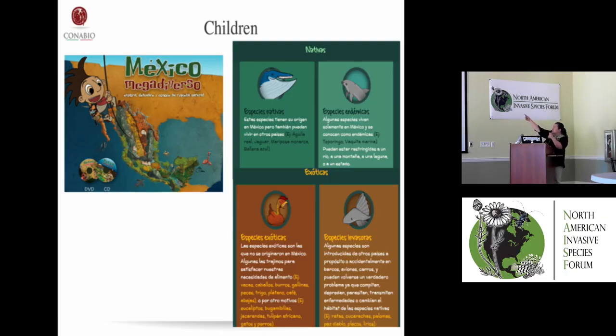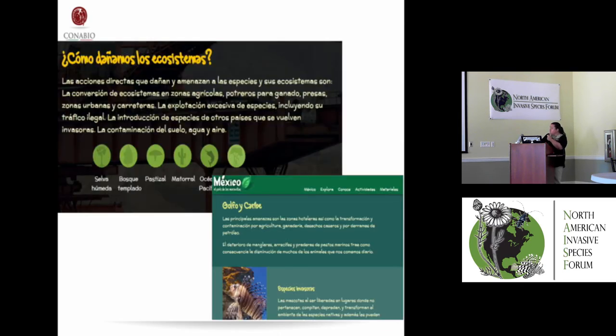So for example, they have the difference between a native species and an exotic, and also between an exotic species and an invasive species, because we really told them that they're not the same. There's a section on how we damage ecosystems, and they have all these examples. So within a different ecosystem, they have 1 or 2 examples of what's happening. And within the Gulf and Caribbean, they have the lionfish example.